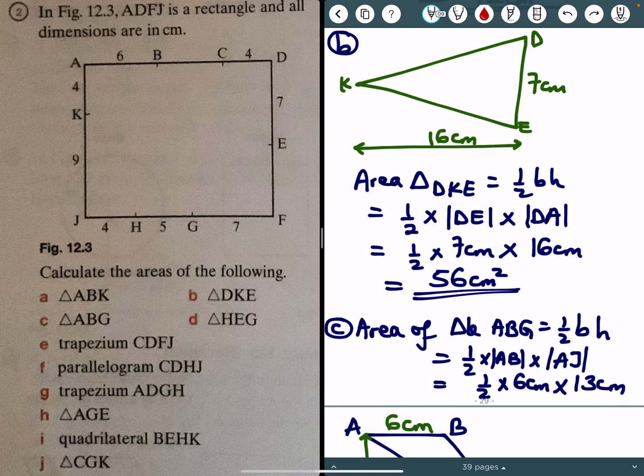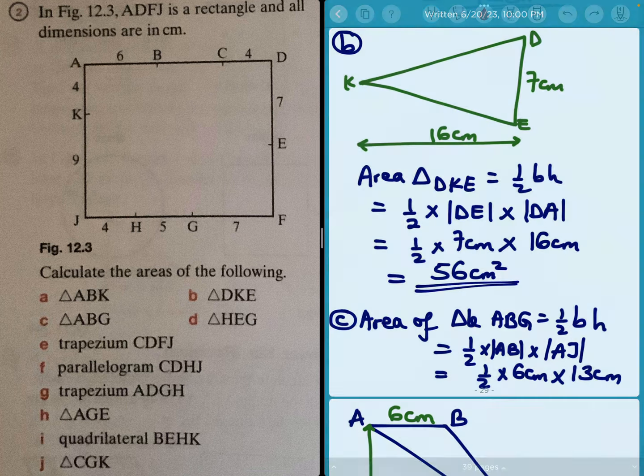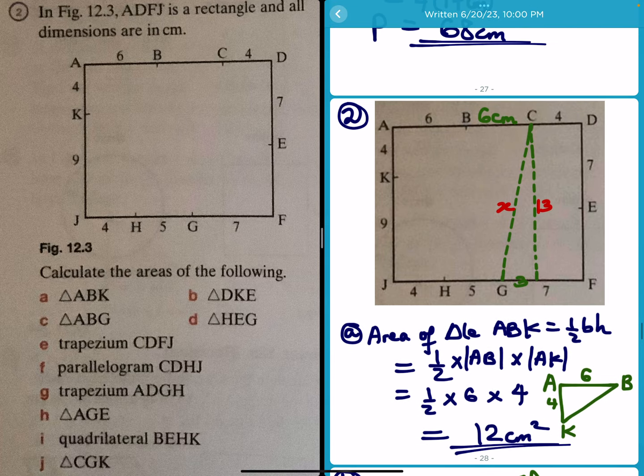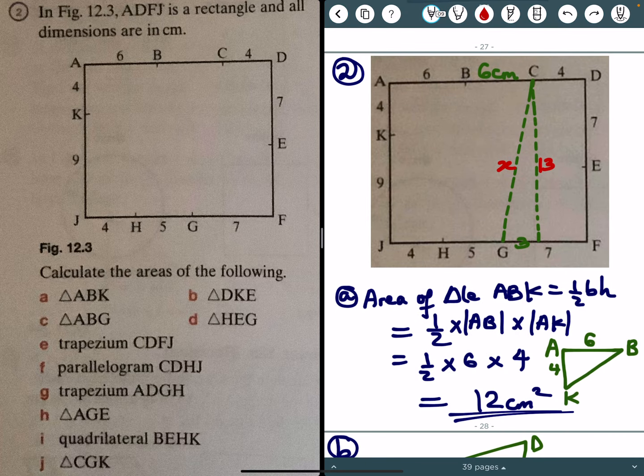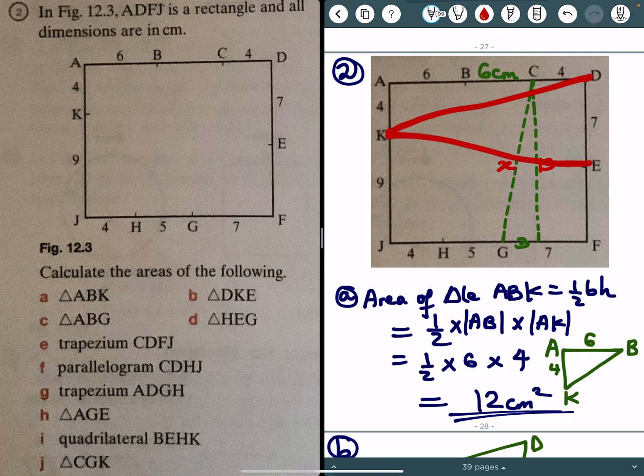Also, let's go to question B. It says we should find the area of triangle DKE. How do we get the area of triangle DKE? Let's mark the shape first. Where is DKE? This is triangle DKE. This is a simple question.